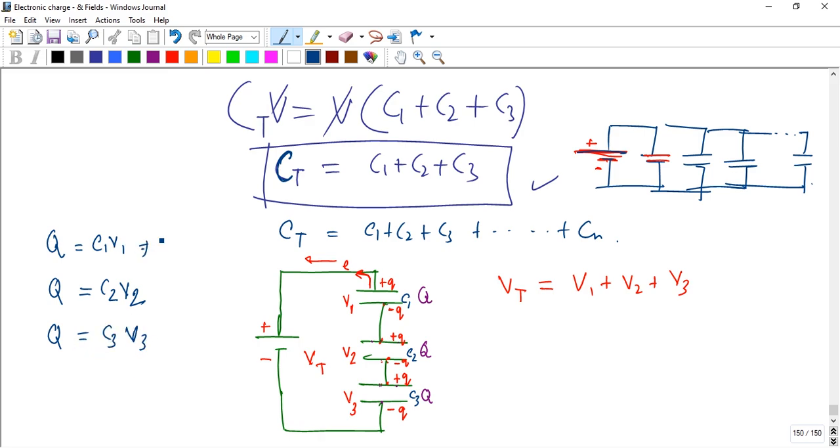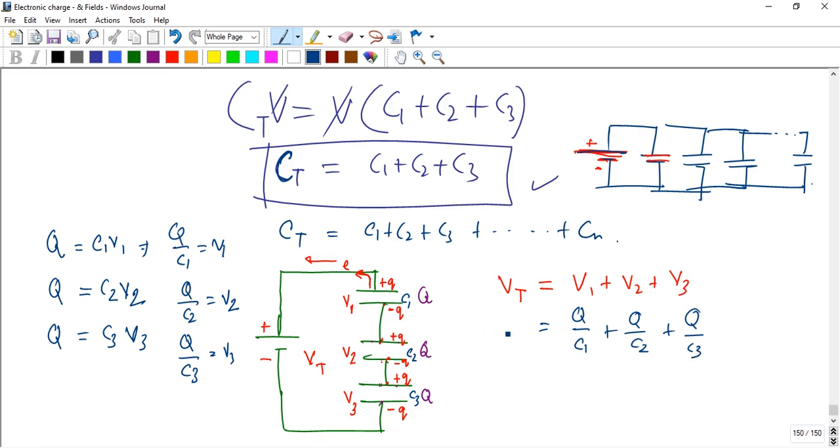So V1 equals Q by C1, V2 equals Q by C2, V3 equals Q by C3, and Vt is the same charge stored, obviously Q by total capacitance Ct. We cancel these Q, and the total capacitance: 1 by Ct equals 1 by C1 plus 1 by C2 plus 1 by C3.